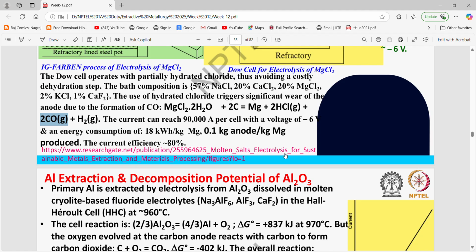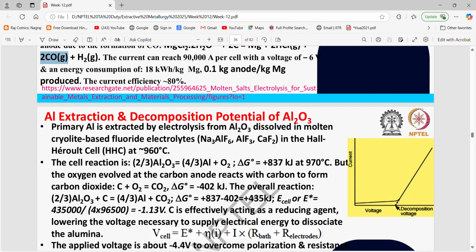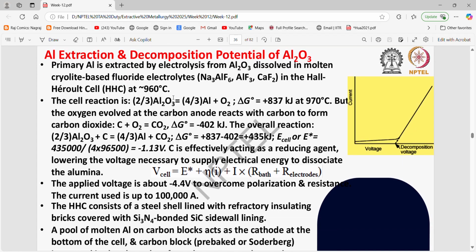0.1 kg anode is required. 0.1 kg anode per kg Mg can be produced, and the current efficiency is around 80%. Now coming to the aluminum extraction and decomposition potential of Al2O3 during the Hall-Héroult process.